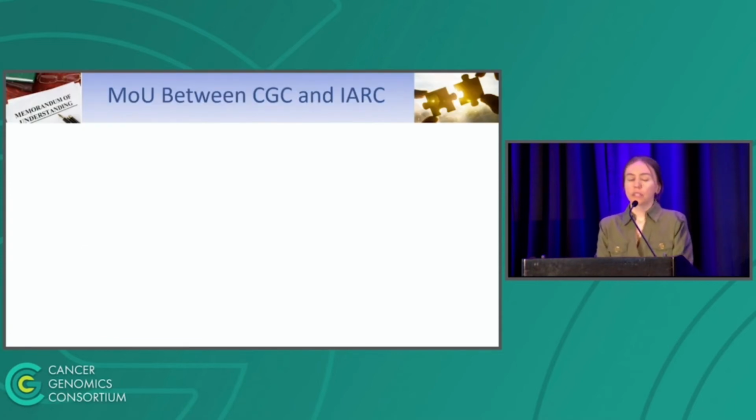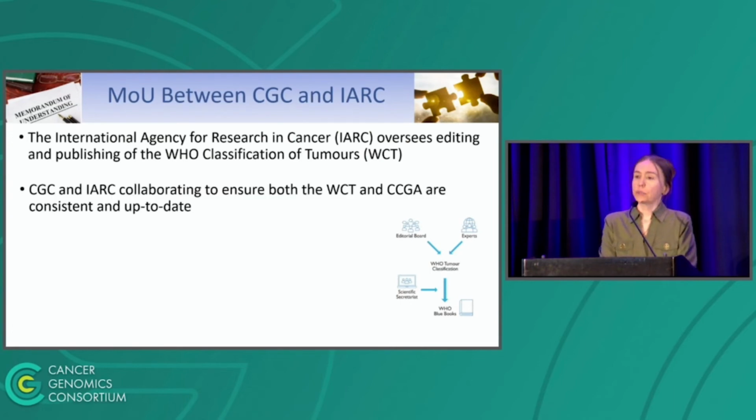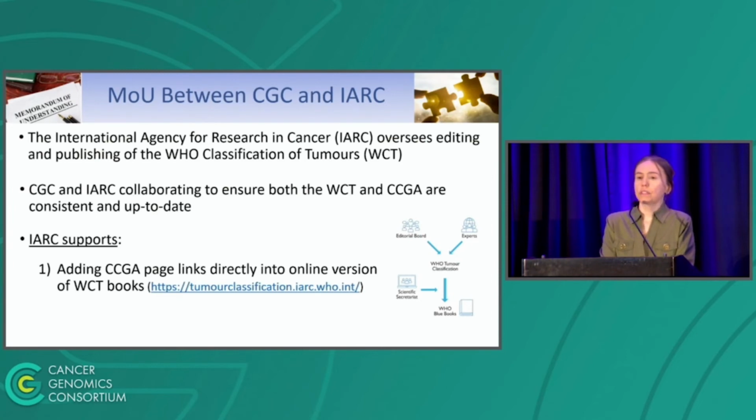A year ago, the CGC signed a memorandum of understanding with IARC, the International Agency for Research on Cancer, and they oversee the editing and publishing of the WHO classification of tumors. The idea is that we're collaborating to ensure both the tumor books as well as the CCGA are consistent and up to date. The recent update this year is that they are supportive of us putting direct links to our pages in CCGA into the online version of these books, and that's really big because they have over 10,000 users across the world, so we're going to have high visibility, even more so than now.